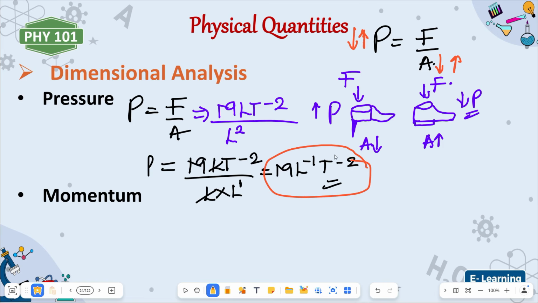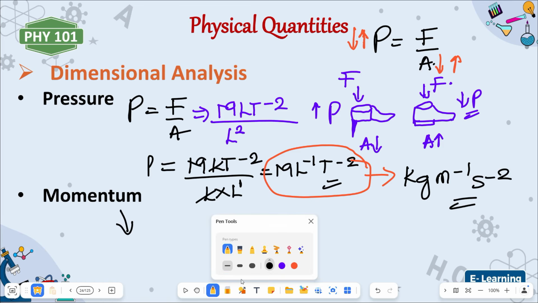This is the solution to that question. Alright, that is the solution. The next one is momentum. From here, you'll be able to get the units. What do you think the unit will be? The unit will be kilogram meter per second.